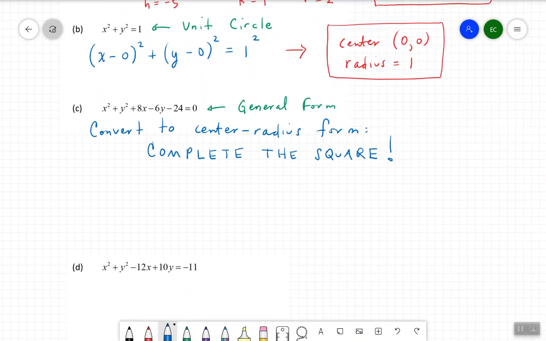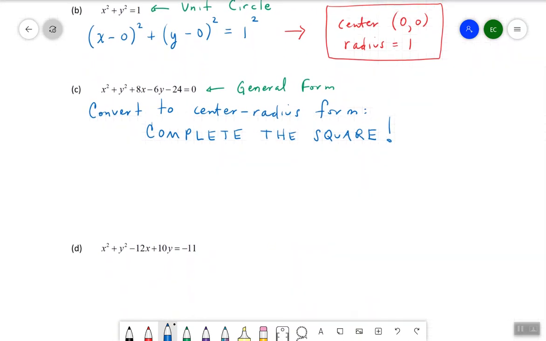And so let's go ahead and group the x terms together. Let's do x squared plus 8x. And then let's do plus y squared minus 6y. And then let's just go ahead and kick that 24 over to the other side.